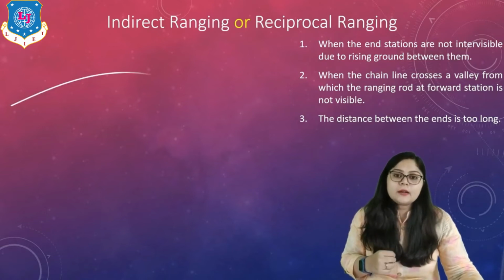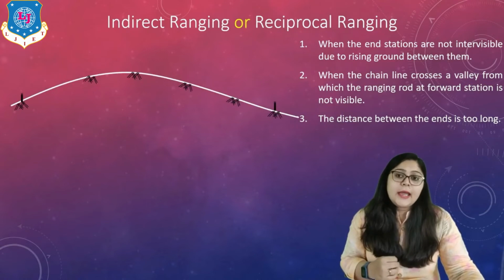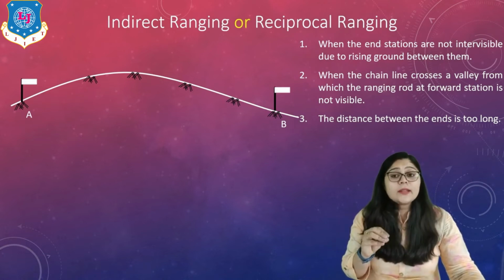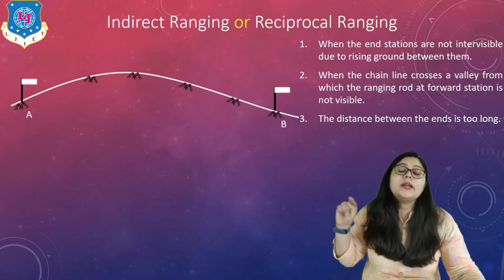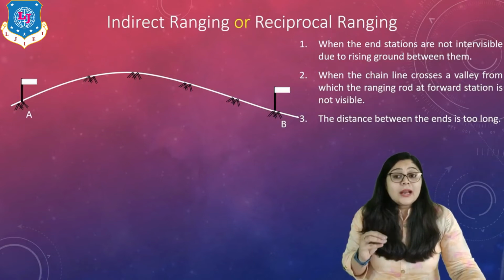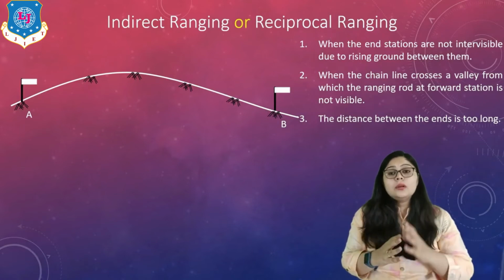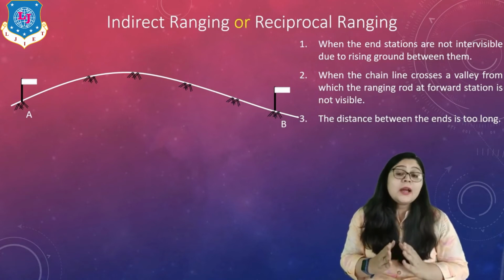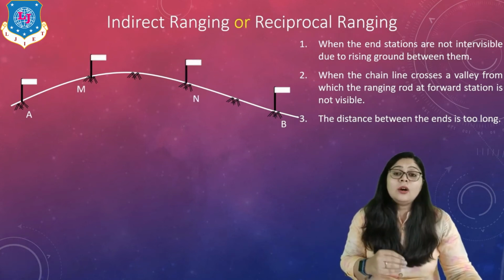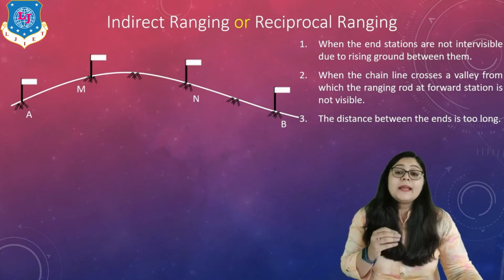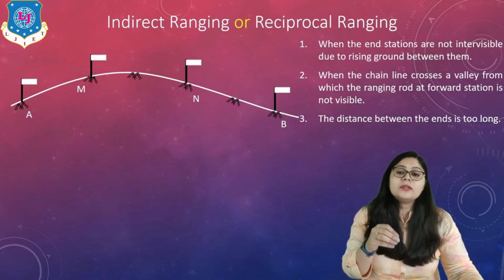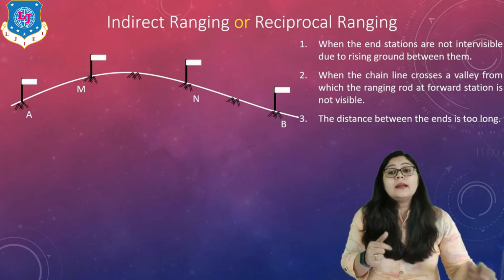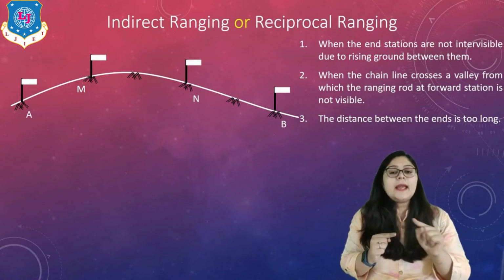To understand it better, let's assume this is the ground condition and these are our main station points, station points A and B. Now here you can see a hilly area or high ground on the field. It is not possible to see the end station point B from station point A. At that time I have to take some indirect support by putting indirect ranging rods, ranging rods M and N, in such a way that I can get a connection between points A and B.